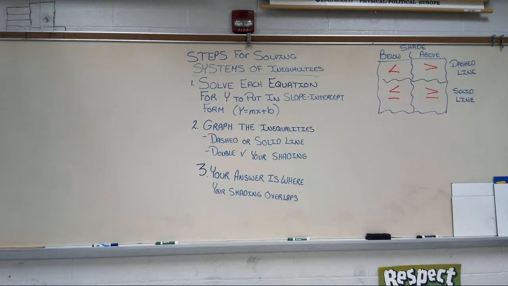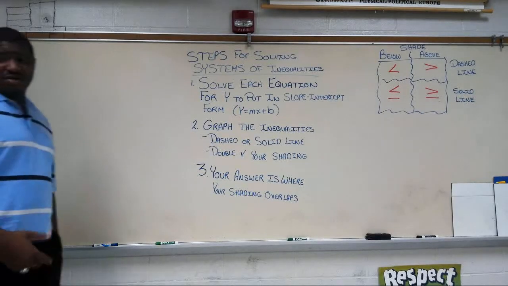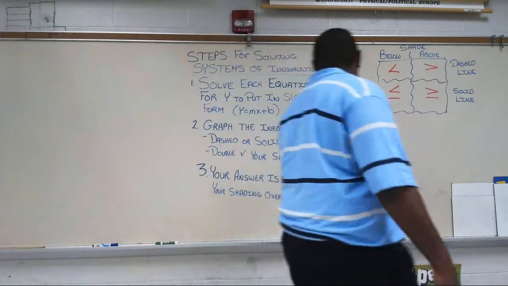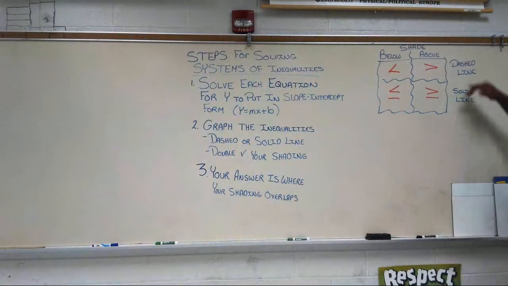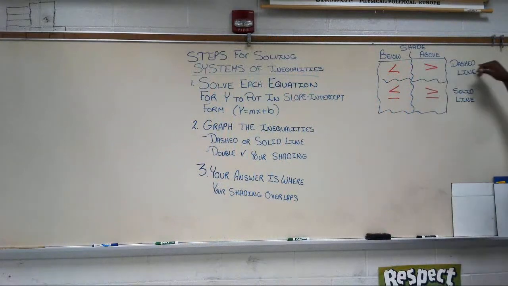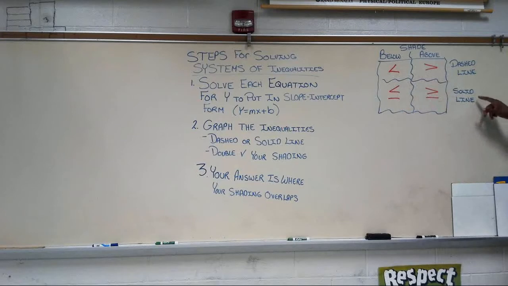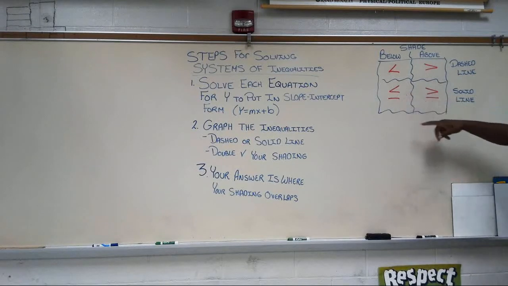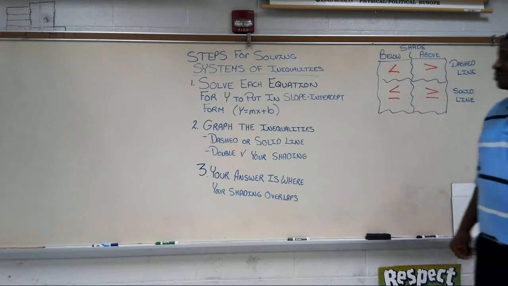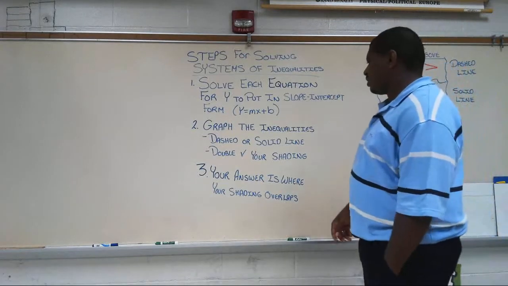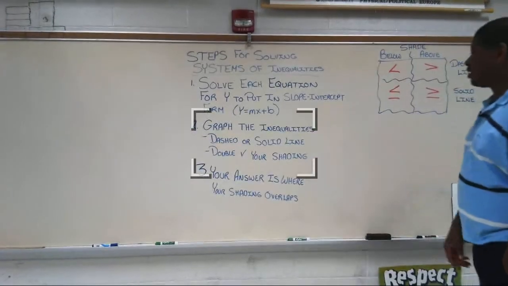Step two, you have to graph the inequality. We watched a video before on how to graph inequalities. We want to remind you to make sure you understand whether it's a dashed or a solid line. It's a dashed line if you have less than or greater than, and it's a solid line if you have less than or equal to or greater than or equal to. And then you want to make sure that you're shading correctly.